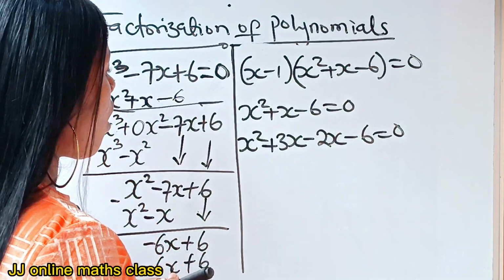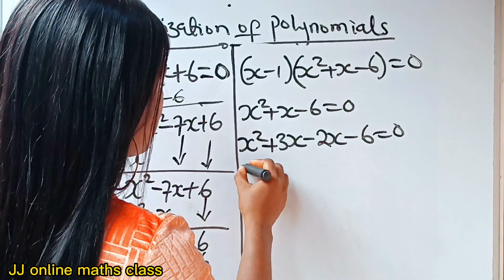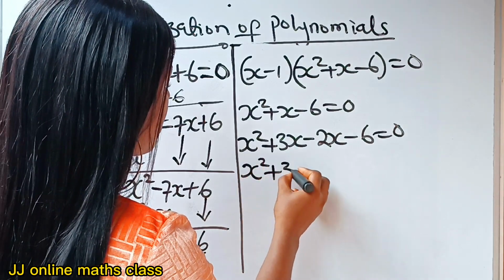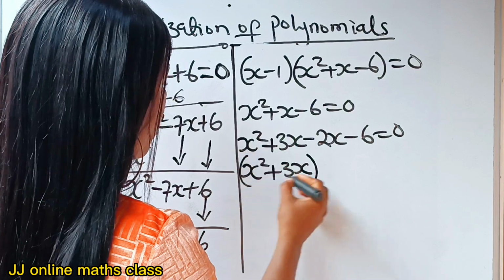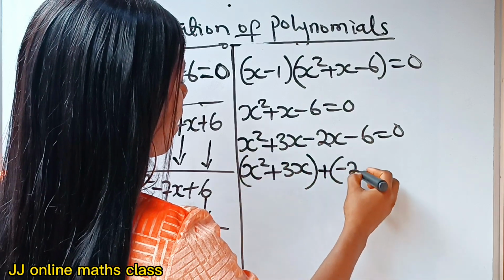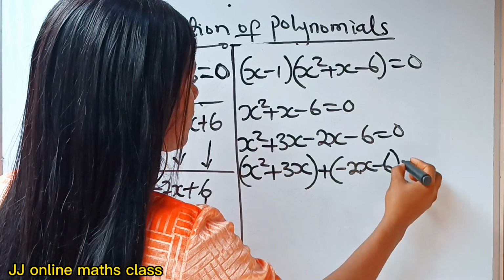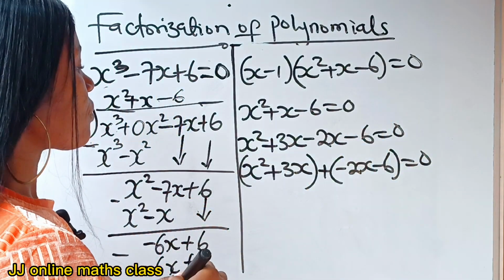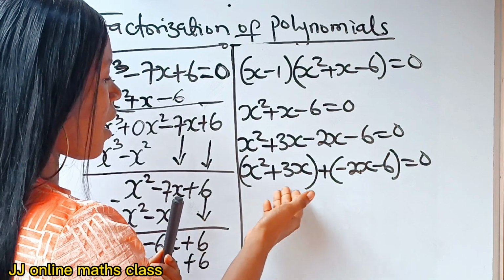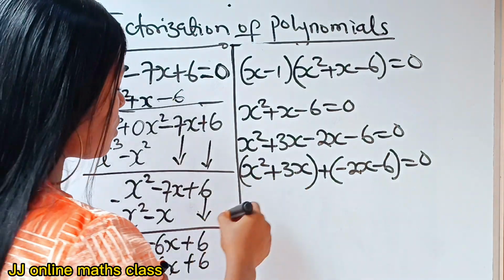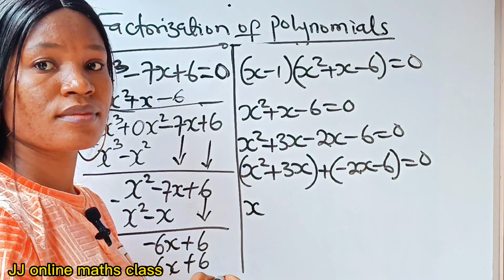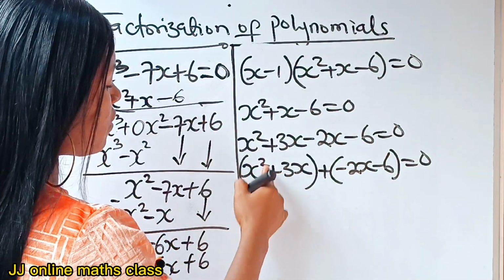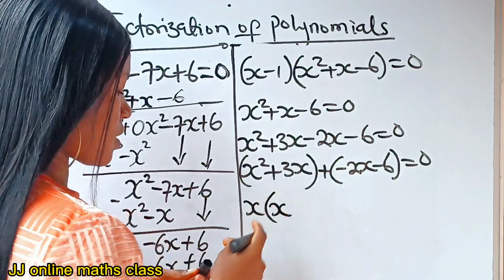Okay, all right. Now what do we do? This is the same thing as x squared plus 3x, all right, plus minus 2x minus 6 is equal to 0. Now let's factorize. They have x in common, right? So write x. Then x squared divided by x will give us x.